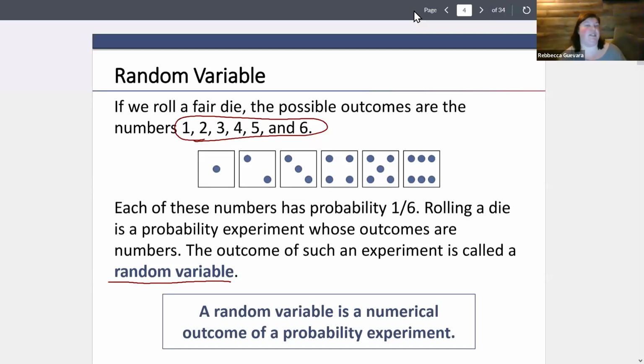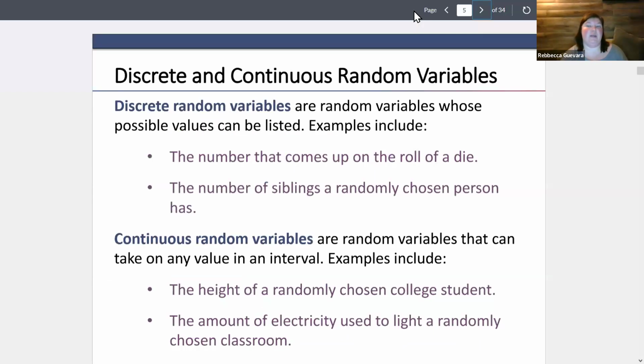So remember discrete and continuous. A discrete random variable is a random number whose possible values can be listed. Examples include the number that comes up on a die. Those are discrete because those can be listed. I can list 1, 2, 3, 4, 5, and 6. Another example is the number of siblings a randomly chosen person has. They can go, okay, I have either 0 siblings, 1 sibling, 2 siblings, 3 siblings, 4 siblings, 5 siblings, but that's something I can list. So these were your things that were whole numbers, essentially. Like I said, it's an oversimplification, but think of it that way.